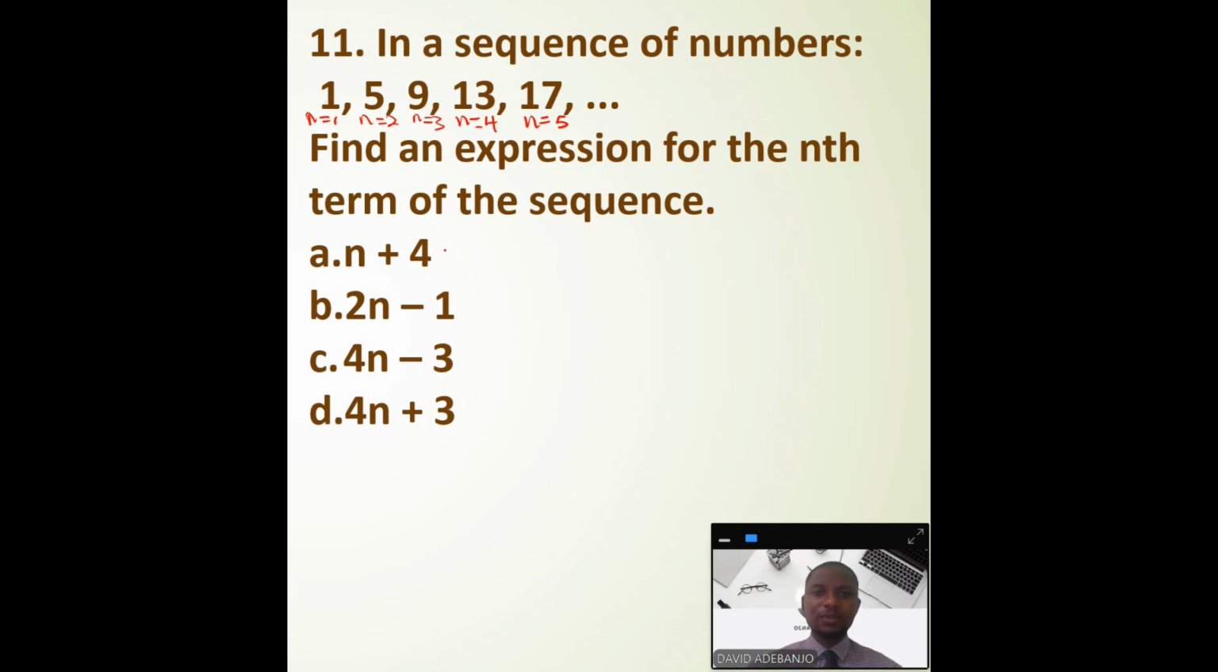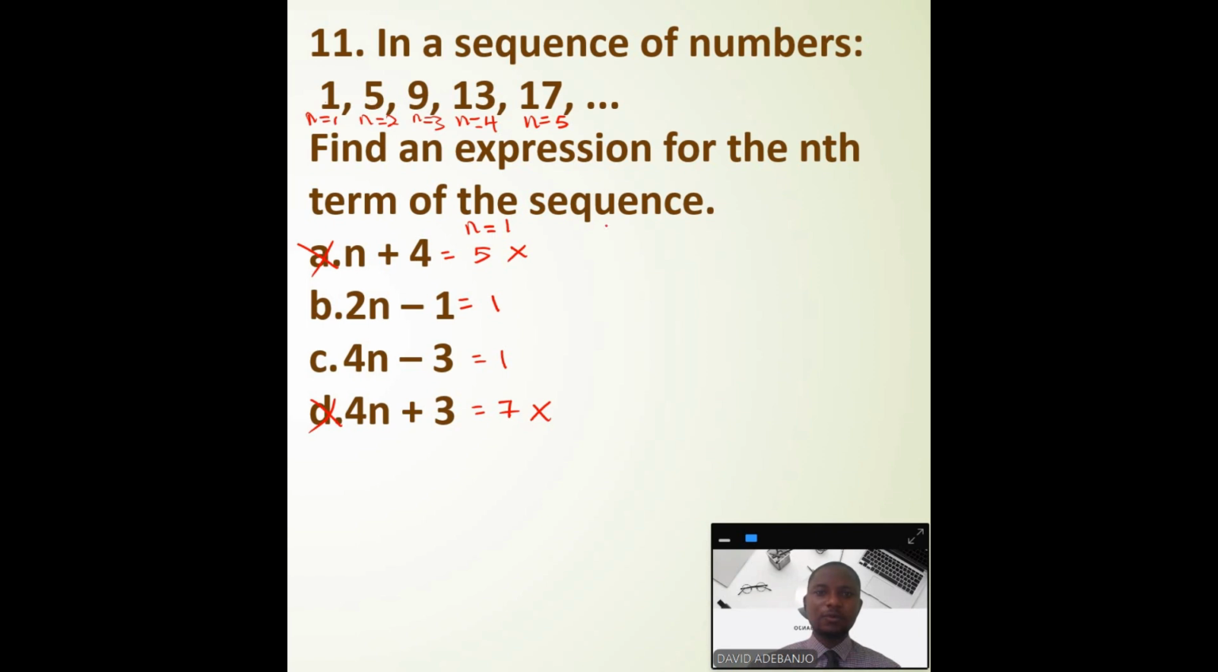So with these, all you need to do is to substitute n equal to 1 and see which one will give you 1. If I try that, meaning n equals to 1 in all of those equations, here I'll be getting 5. Here 2 times 1, that's 2, minus 1, you have 1. 4 times 1, 4, minus 3, you have 1. 4 times 1, 4 plus 3, you have 7. So I can cancel this and this. So A is out, D is out.